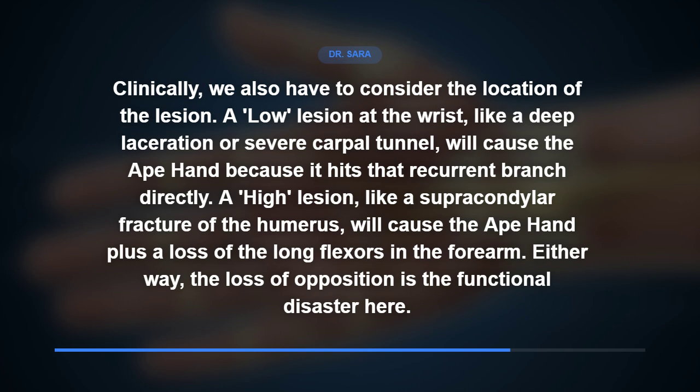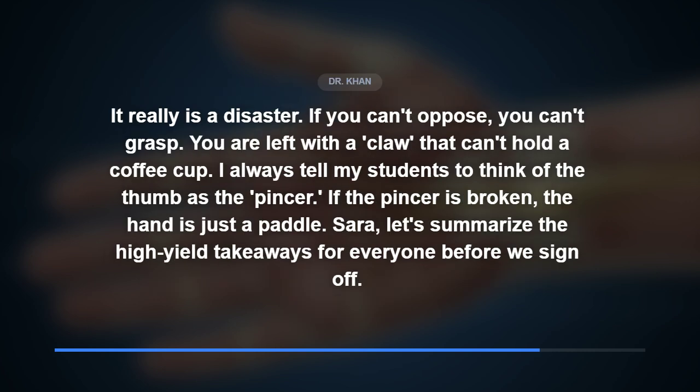A low lesion at the wrist, like a deep laceration or severe carpal tunnel, will cause the ape hand because it hits that recurrent branch directly. A high lesion, like a supracondylar fracture of the humerus, will cause the ape hand plus a loss of the long flexors in the forearm. Either way, the loss of opposition is the functional disaster here. It really is a disaster. If you can't oppose, you can't grasp. You're left with a claw that can't hold a coffee cup. I always tell my students to think of the thumb as the pincer. If the pincer is broken, the hand is just a paddle.